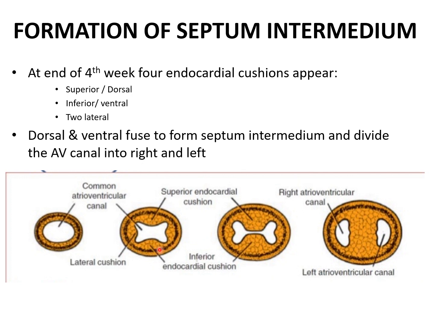The superior and inferior, or dorsal and ventral, cushions fuse with each other so that they divide the canal into right and left atrioventricular canals. But the cushions which are on the lateral aspect do not join with any other cushions, and they remain as projections within the canal of their own side.